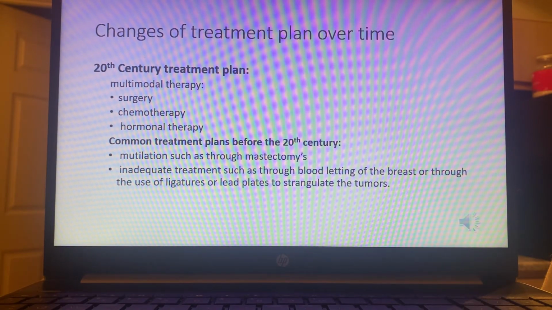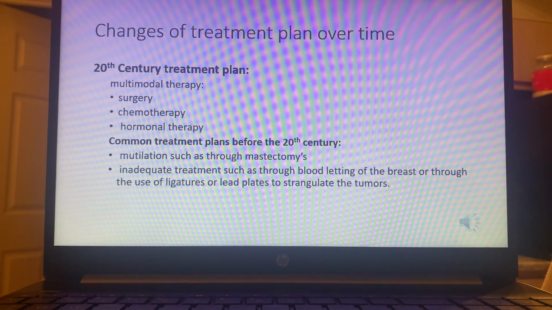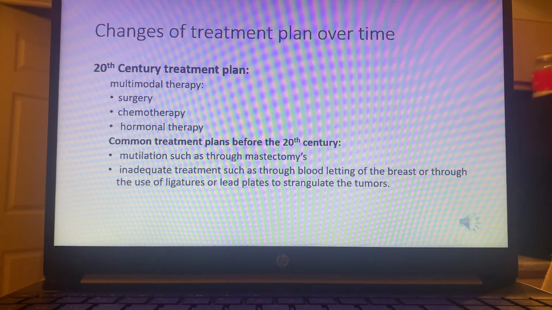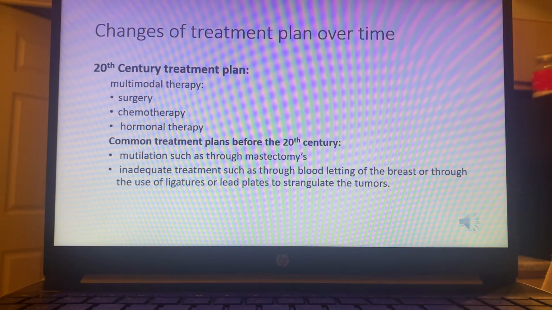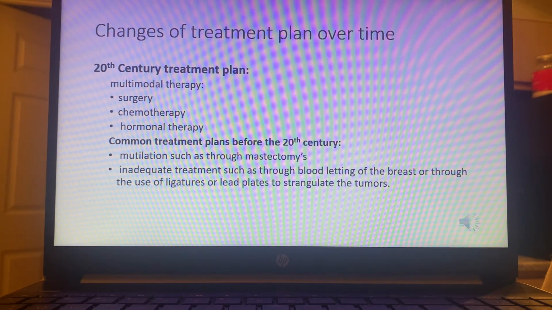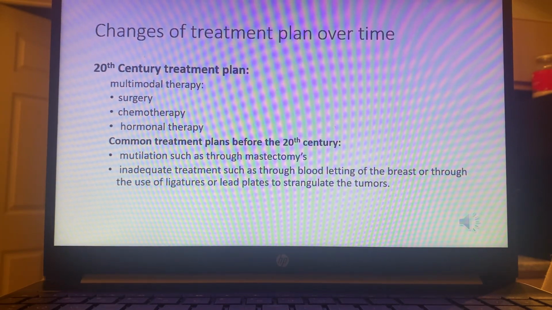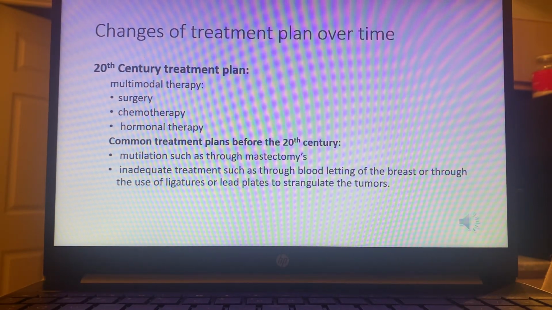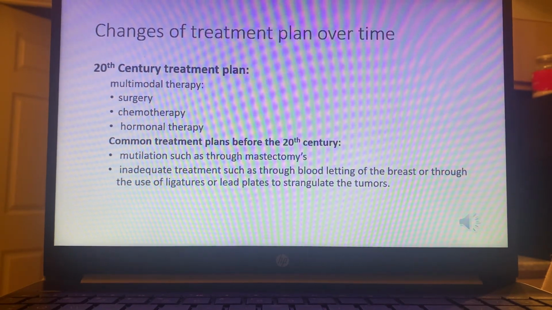The next thing we'll discuss is the changes of treatment over time. The 20th century treatment plan mainly focused on a multimodal type of therapy, which integrated surgery, chemotherapy, and hormonal therapy to treat the disease. Prior to this time in history, breast cancer and its treatments significantly varied from era to era, which wavered between unnecessary mutilation, such as through mastectomies, or inadequate treatment, such as through bloodletting of the breasts, or through the use of ligatures or lead plates to strangulate the tumors.